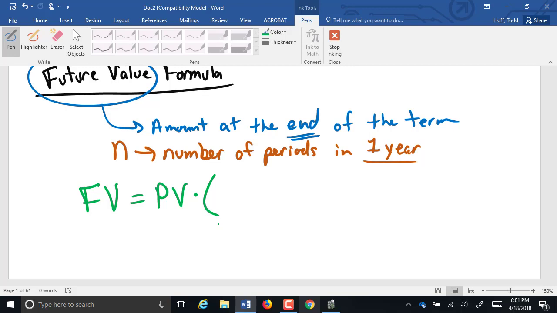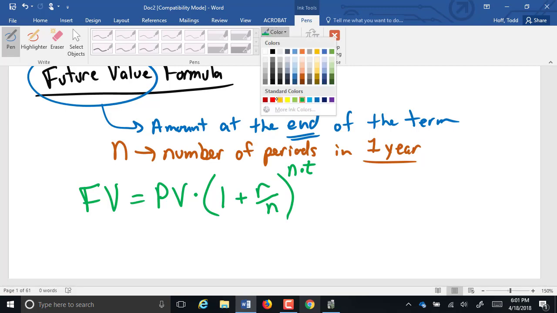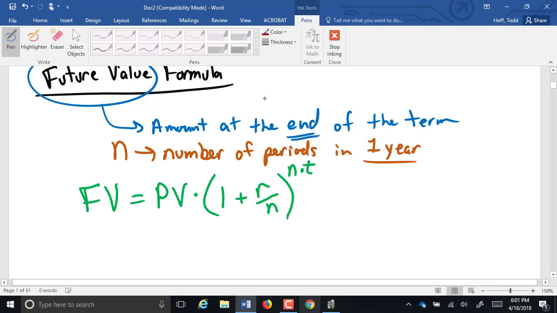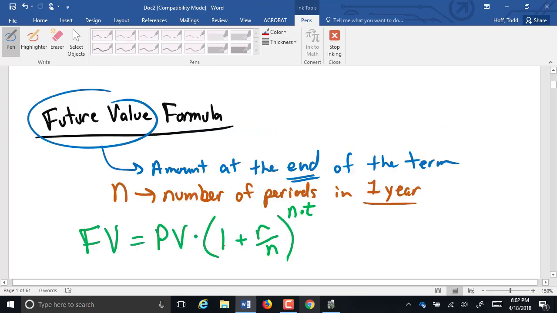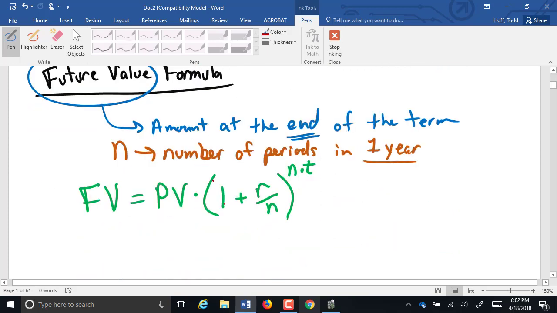But the future value is equal to the present value times 1 plus R, which is your rate, that's your percent as a decimal, divided by N, which is your number of periods in a year, to the power of N times T. So what does all this stuff mean? That 1, like up here, that was from the 100%. Then the R over N, that was that 1.5%. That was the annual rate divided by the number of periods in a year.